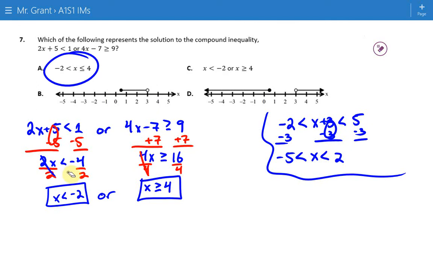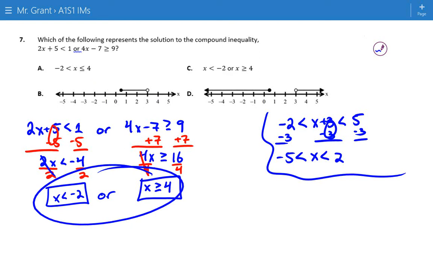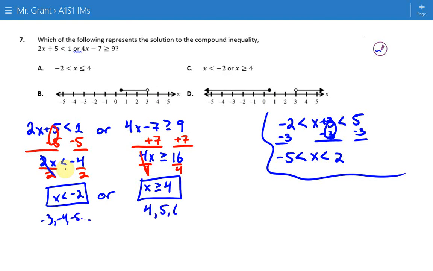Now, A is out. A tells us that x has to be a number that's both greater than -2 and less than 4. So a number greater than -2, less than 4 would be like 1, or 2, or 3. However, this piece down here says x can either be a number that's less than -2, that's like -3, -4, -5, more and more negative, or greater than or equal to 4, so that could be like 4, 5, 6. Notice those are not numbers between -2 and 4, so it's not A.